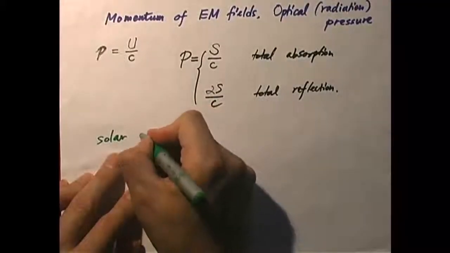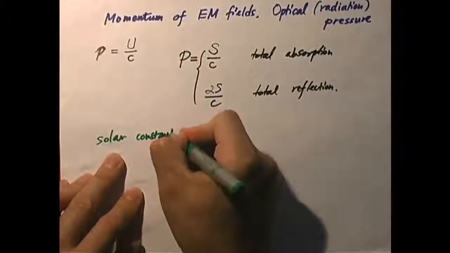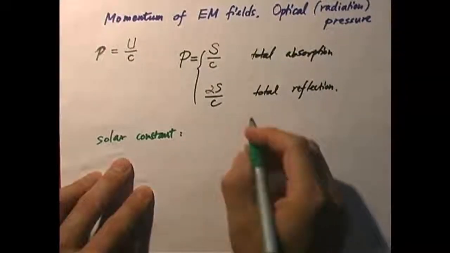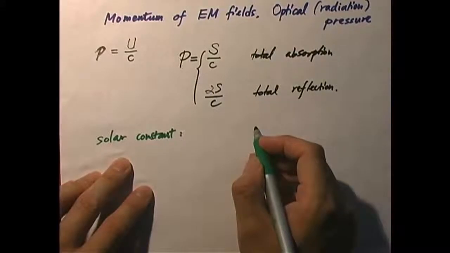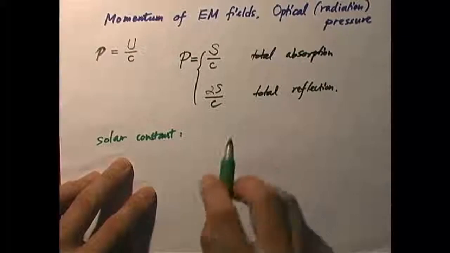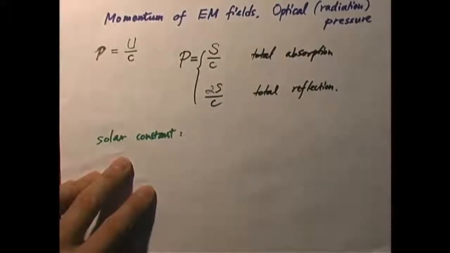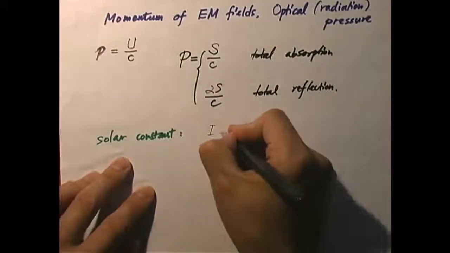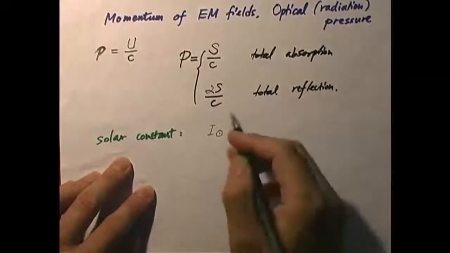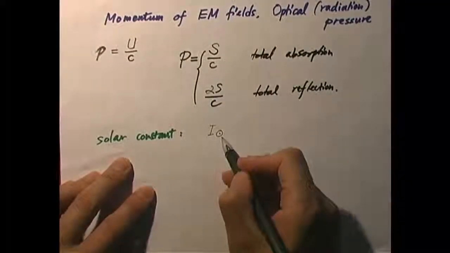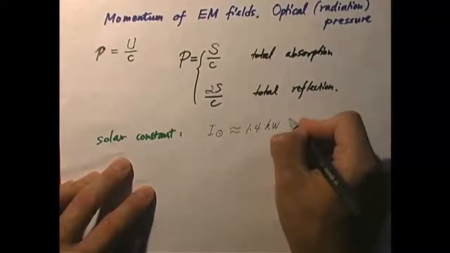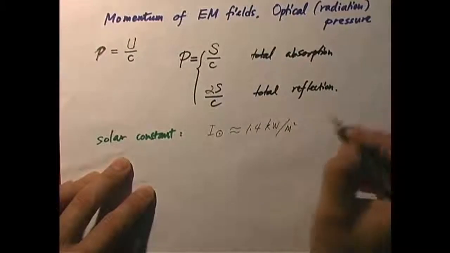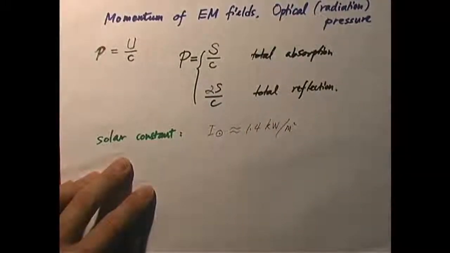What is the solar constant? It is the intensity of the sunlight reaching the upper atmosphere of the Earth. We give it the symbol I, and this subscript denotes it's the sun. It's about 1.4 kilowatts per meter squared in the upper atmosphere. This is a big number for us to remember.